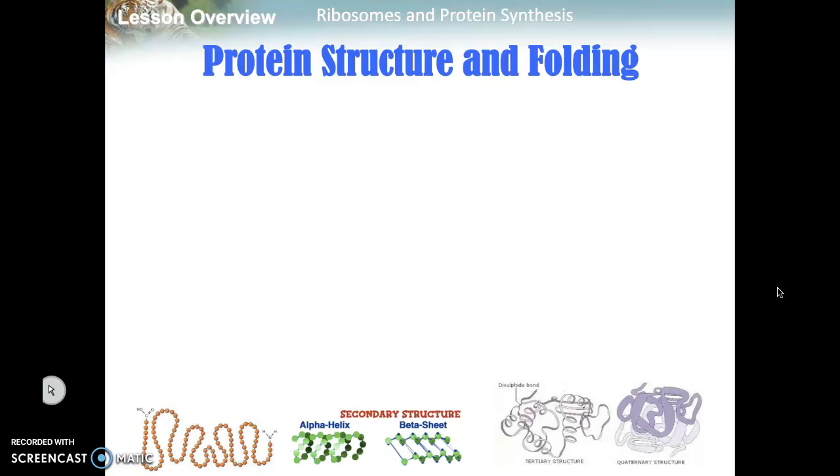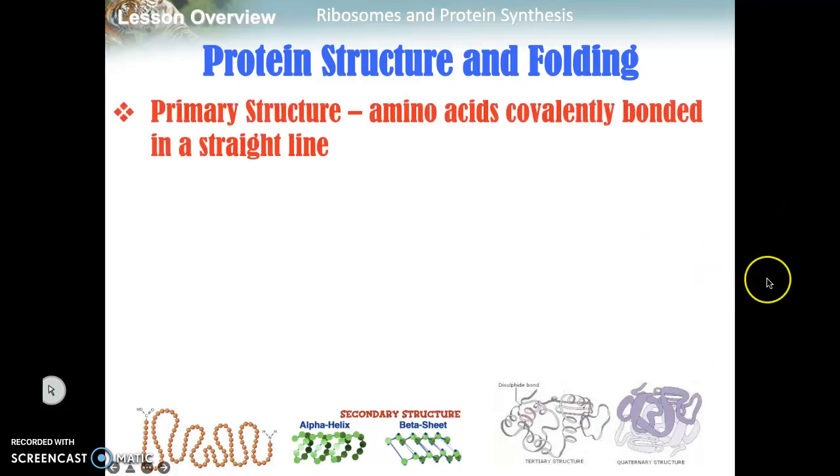So protein structure and folding. As mentioned by the Amoeba Sisters in the video, there are 4 different types of protein structures that result from different types of folding, and we're just going to go through those. The first type that we are going to mention here is the primary structure. The primary structure is what produces the polypeptide chain. And that simply is each of the amino acids being covalently bonded in a nice straight line side by side.